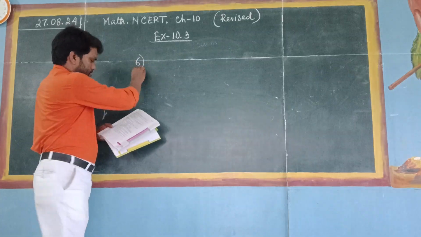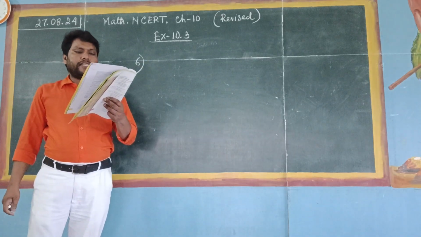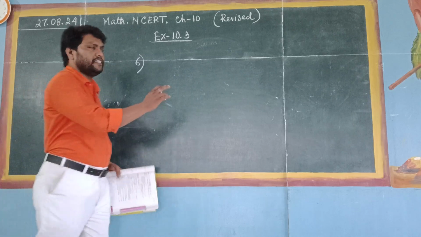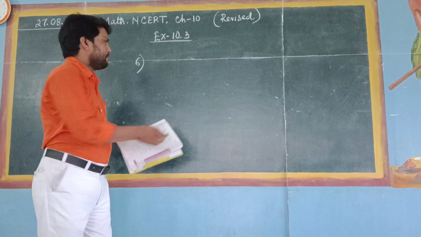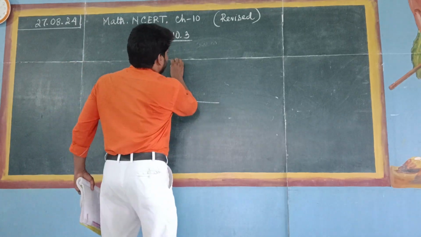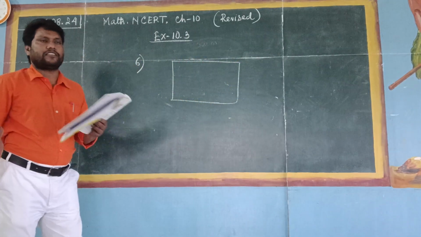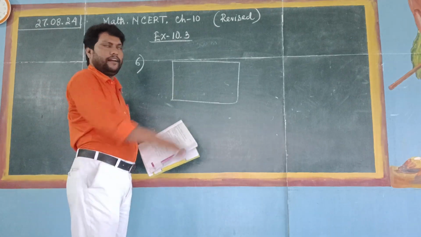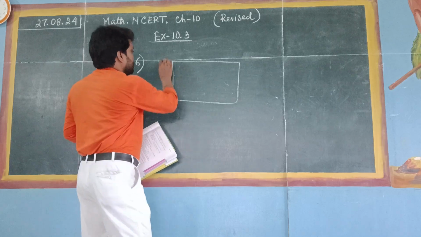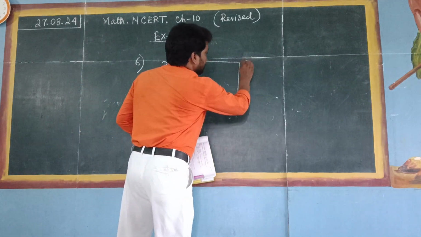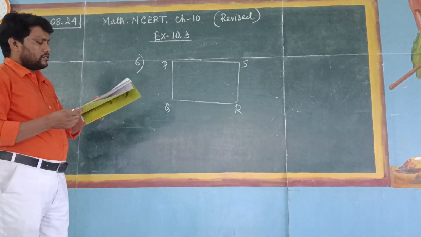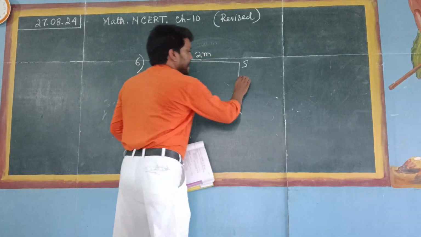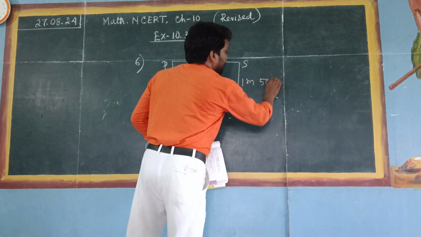Question number 6. A tabletop measures 2 meter by 1 meter 50 centimeter. That means it is also a rectangular shape tabletop. Suppose PQRS is the table top, whose measures are 2 meter length and 1 meter 50 centimeter breadth.